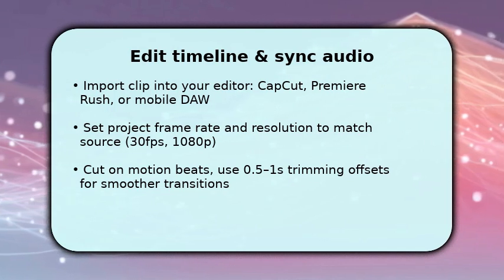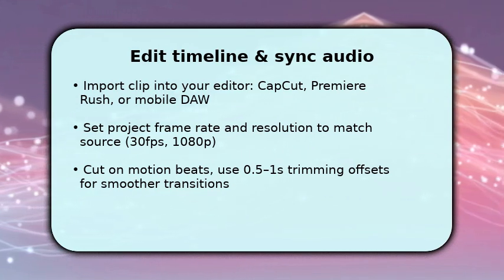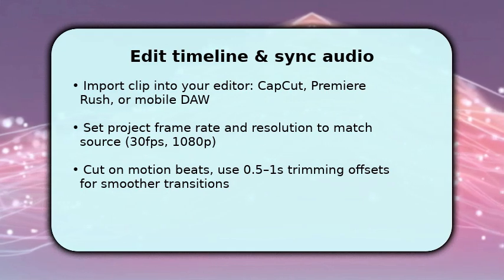Next, align cuts to motion or audio beats, nudge cuts by 5 to 10 frames to get natural flow. If you add overlays or speed ramps, place them where motion energy.